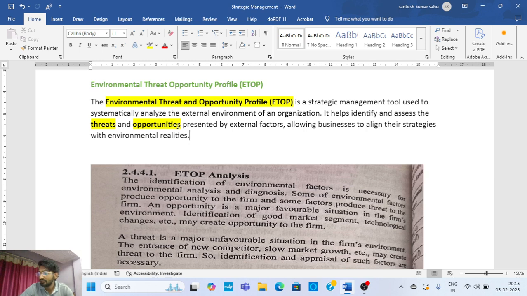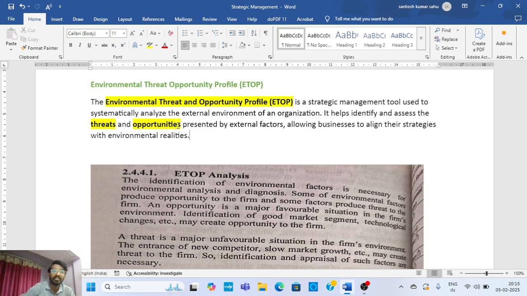Basically, opportunities refer to the potential positive external factors that a company can leverage to grow or gain a competitive advantage. At the same time, the meaning of threat is a potential negative external factor that could harm the company's operations and market position. So that's the difference between threat and opportunity.